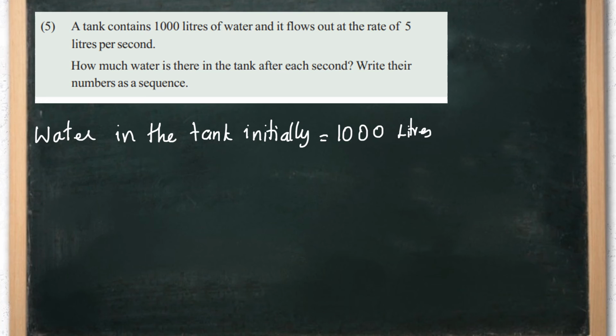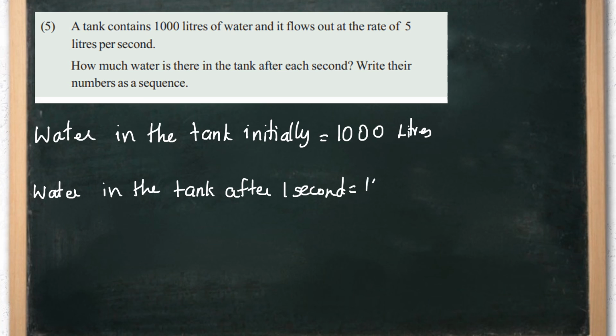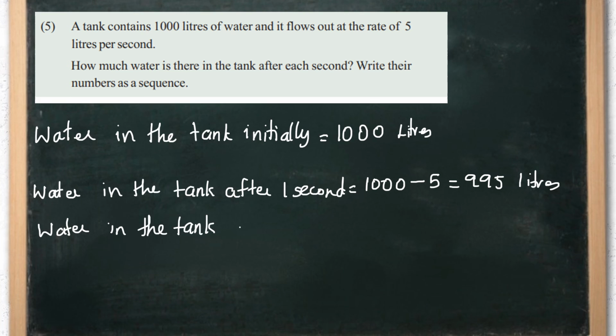After each second, 5 liters of water goes out. So water in the tank after 1 second is equal to 1000 minus 5, which is equal to 995 liters. Water in the tank after 2 seconds is equal to 995 minus 5, which is equal to 990 liters.